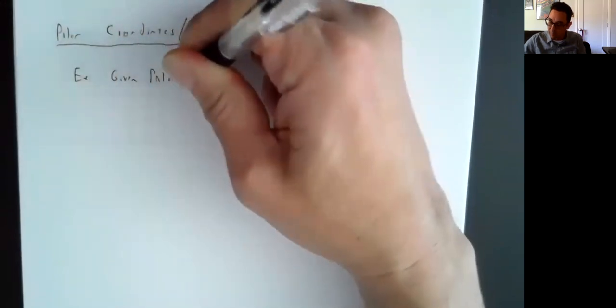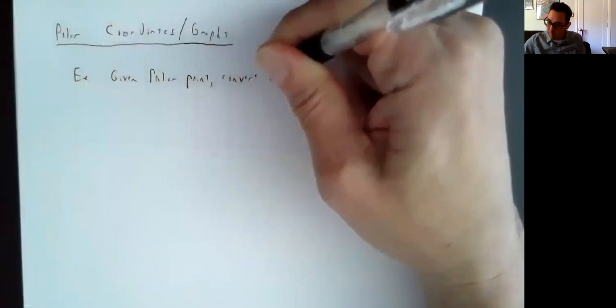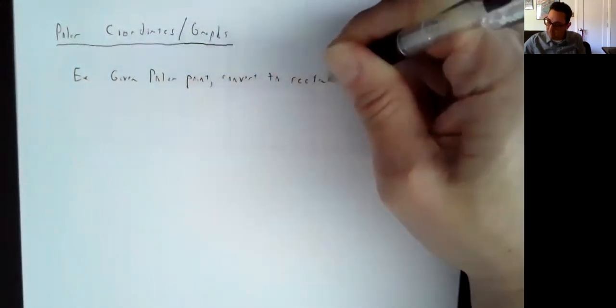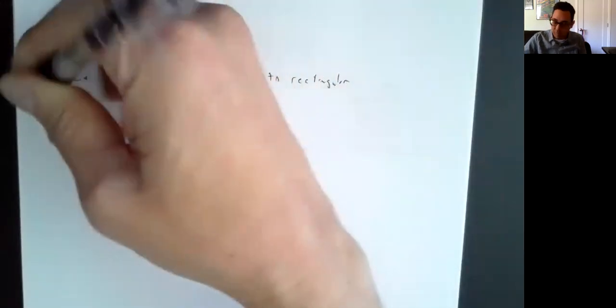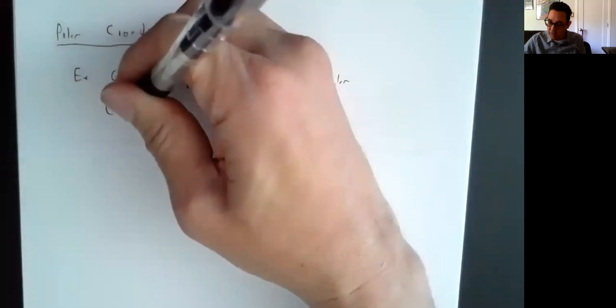Given a polar point, convert to rectangular. All right, so here's the polar point: 3 and then 2 pi over 3.